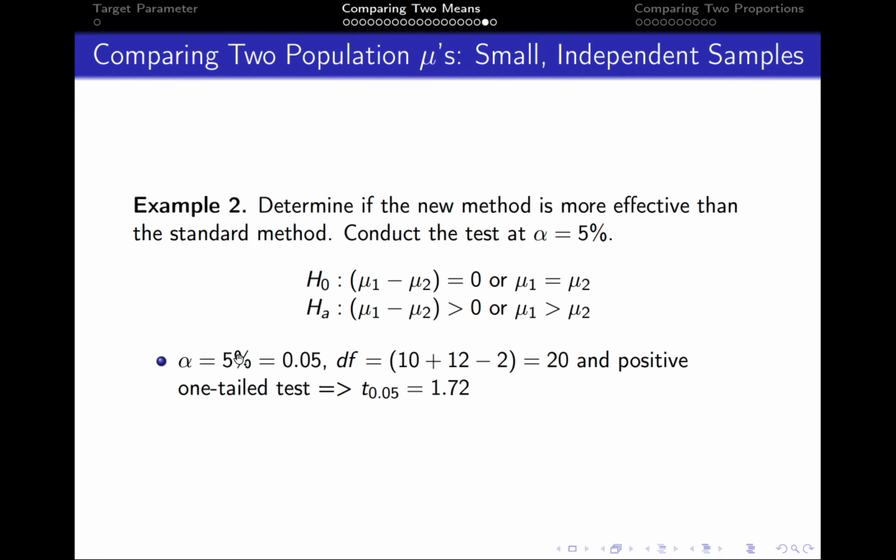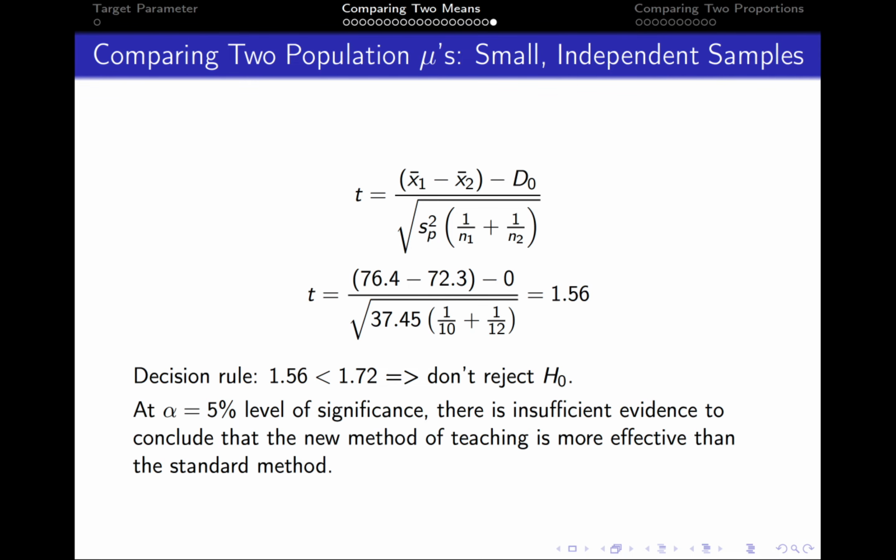We use 5% significance level. Degrees of freedom is calculated as n1 plus n2 minus 2, which is 20. And from the alternative hypothesis, we know that this is a positive one-tailed test. So using the table, we need to get the critical t-value at 5% level of significance for 20 degrees of freedom, and it will be equal to 1.72.